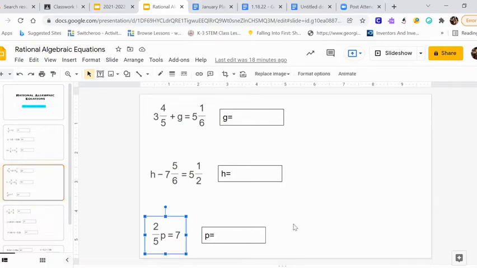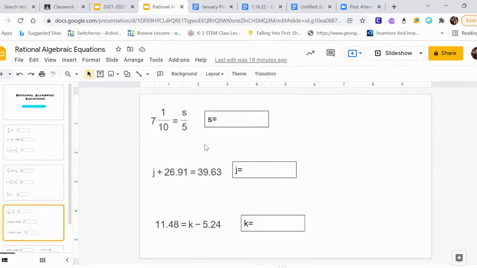That one you know how to do. So you're gonna flip the 2/5. So it's 5/2 and multiply it by the other side. Put a 1 under the 7 and multiply straight across.